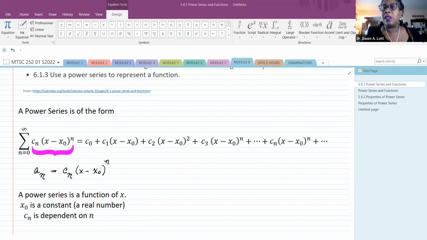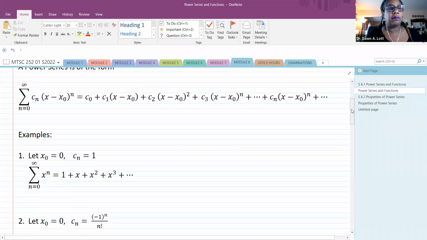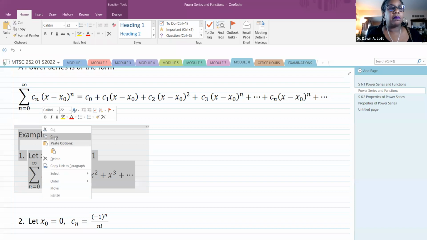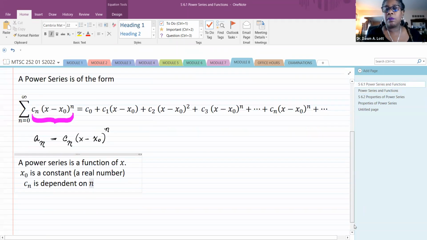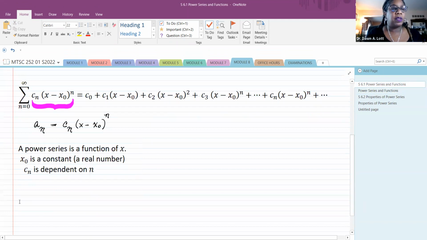So please write that down. That is what a power series looks like. And I have examples. Okay, so here's the first example.